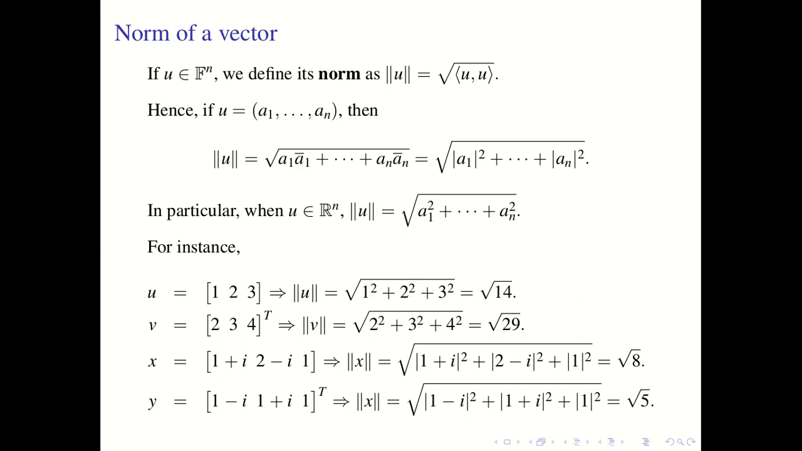Now if I take a vector u in Fn, define its norm as norm of u equal to square root of the inner product of u with itself. So if u is a vector in Rn, this coincides with our definition of length of a vector. Now if u is a vector in Cn, this again is given as norm of u equal to square root of a1 a1 bar plus etc. an an bar, which is nothing but square root of mod a1 square plus etc. mod an square.